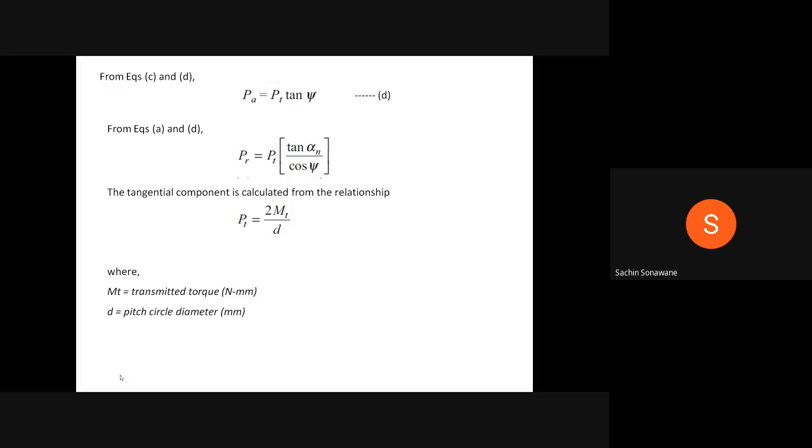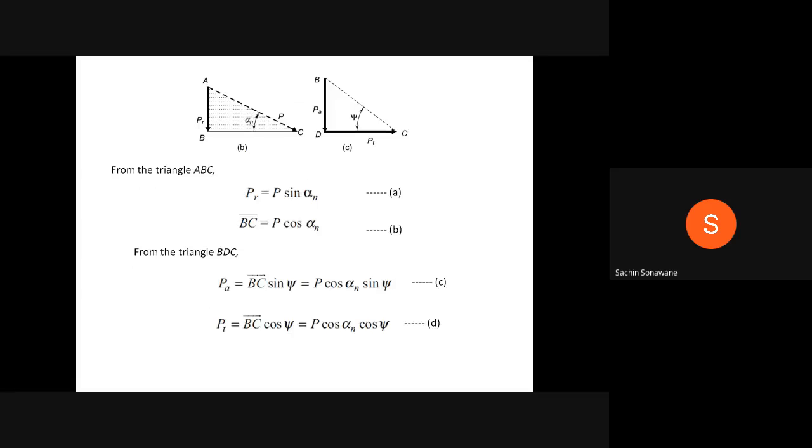Therefore, from equations C and D, Pa is equal to Pt tan psi. What have we done? Dividing equation C by D, we get Pa divided by Pt is equal to P cos alpha n into sin psi divided by P cos alpha n into cos psi. Therefore, P cos alpha n and P cos alpha n will get cancelled. Therefore, we are getting Pa is equal to Pt tan psi.